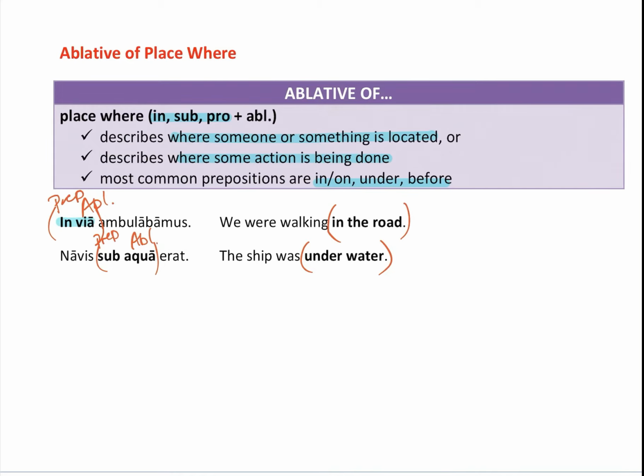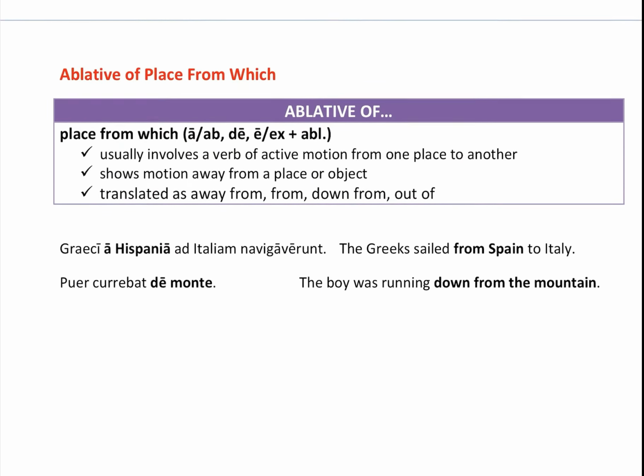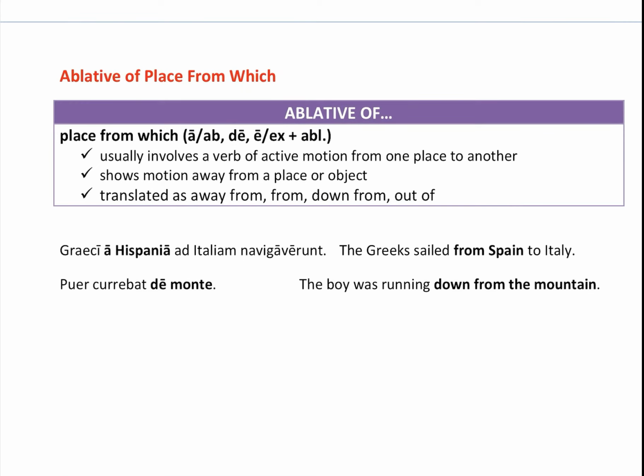So pretty easy. Does take a preposition. Now, let's talk about ablative of place from which. And this is the last new use of your ablative case. It uses the preposition a, ab, de, e, or ex plus a noun in the ablative. And it's translated as away from, down from, out of, plus any other words that go with those prepositions.